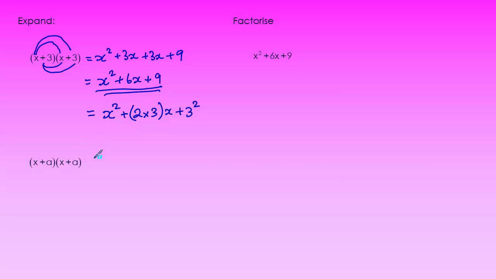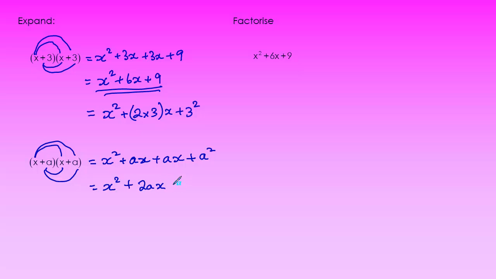Now when we look at this more algebraically, let's see if that pattern continues. So we have x squared plus ax plus ax plus a squared. So that's x squared plus 2ax plus a squared. Now the idea is if we spot something of this pattern, we can factorize it very quickly.